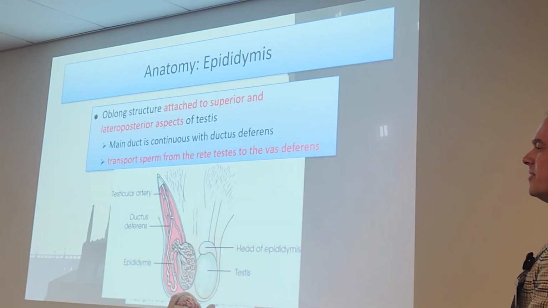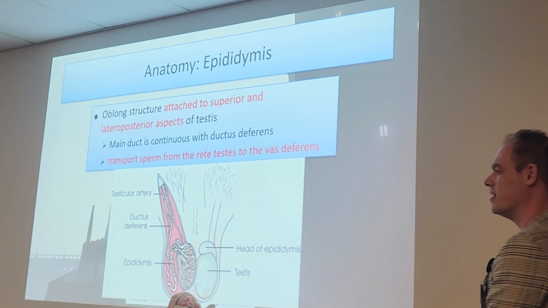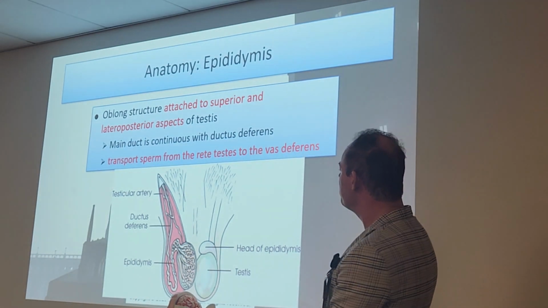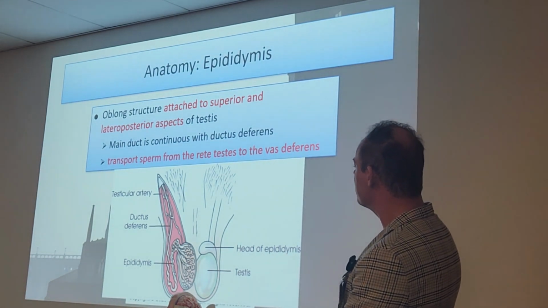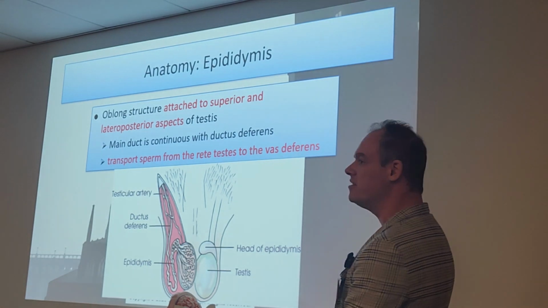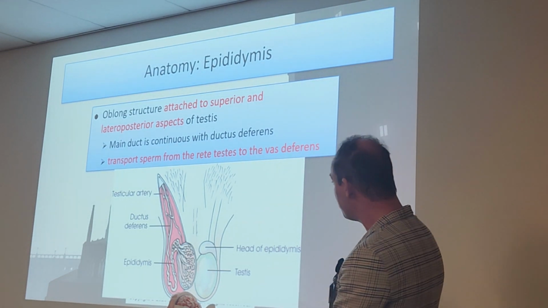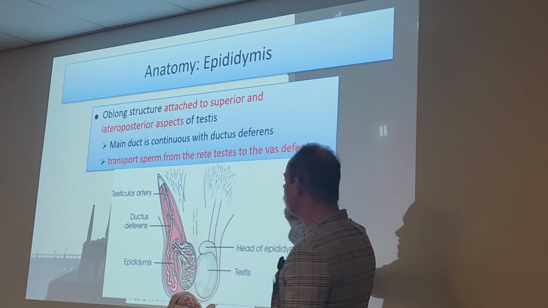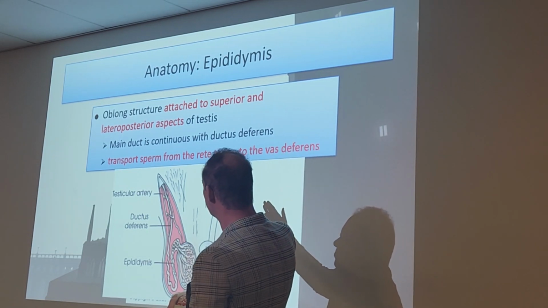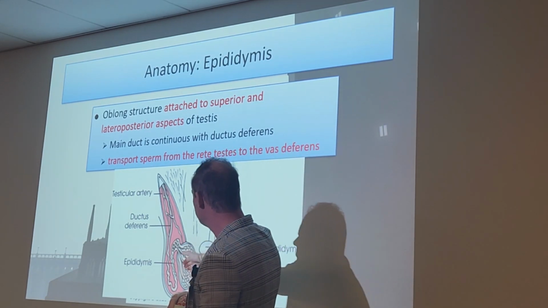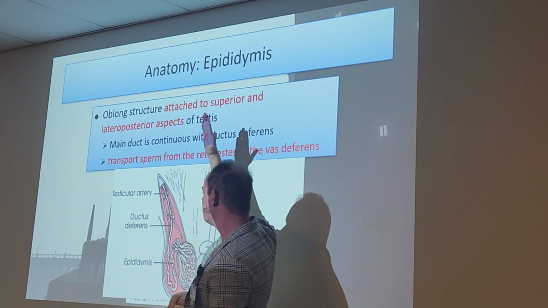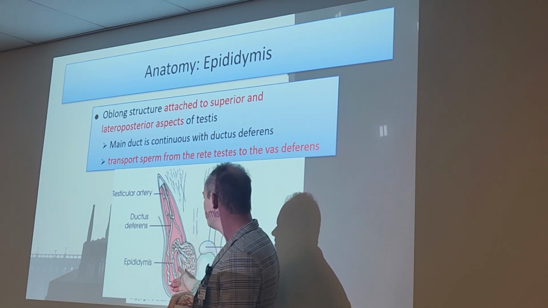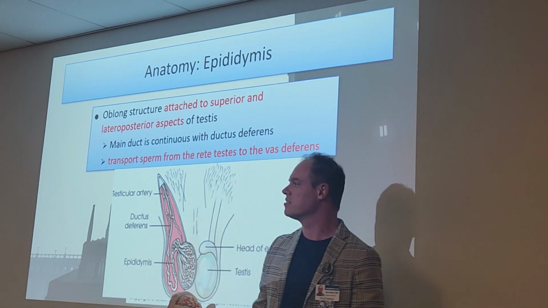There you go, epididymis, your favorite word of this chapter. That's attached to the superior and lateral posterior aspects of the testes. This will be the main duct, continues with the ductus deferens. And that is what is going to start transporting the sperm from the testes to the vas deferens as we move up the body. So that's the first point of transport of the sperm cells.